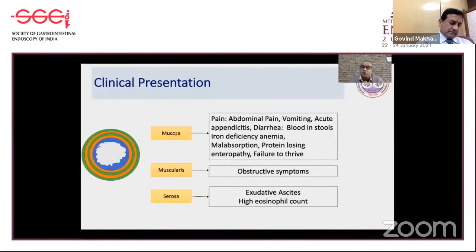for mucosal involvement, it could present with pain, but also with diarrhea, including bloody diarrhea. And there may be features of malabsorption, including iron deficiency or protein-losing enteropathy, and failure to thrive could be one of the presentations in childhood. Muscular involvement is usually associated with obstructive symptoms, and the serosal involvement may present with exudative eosinophil-rich ascites.